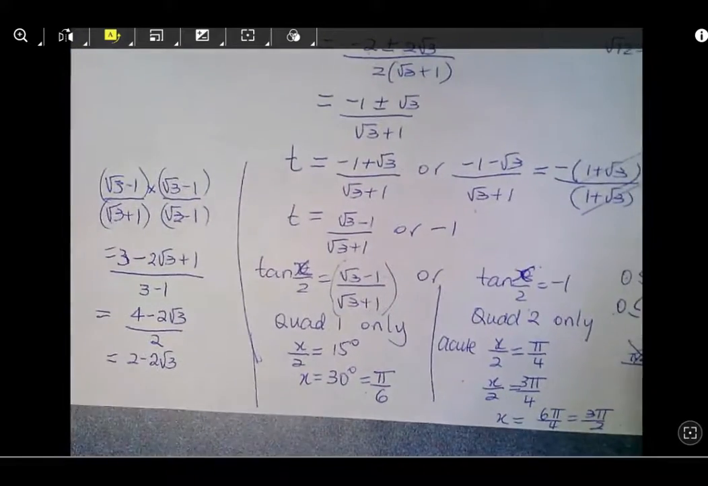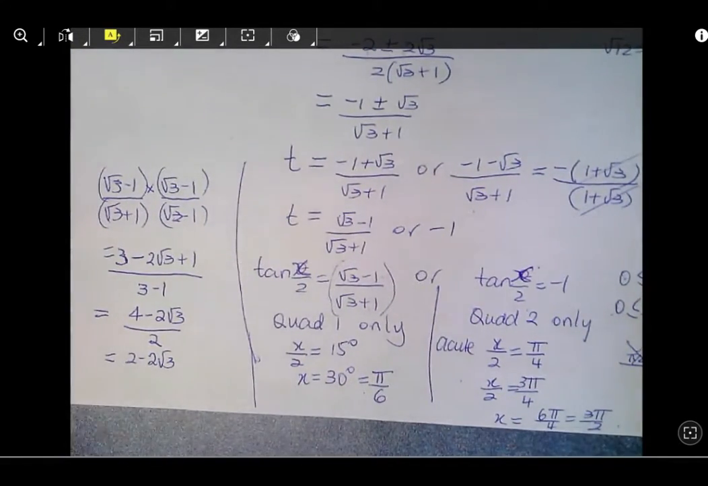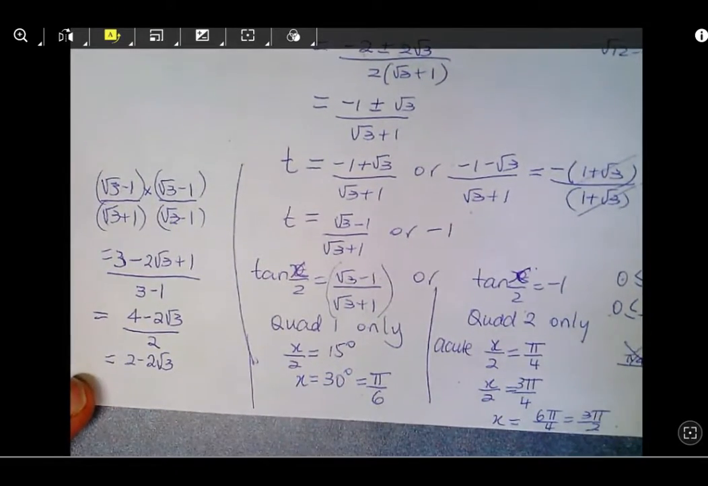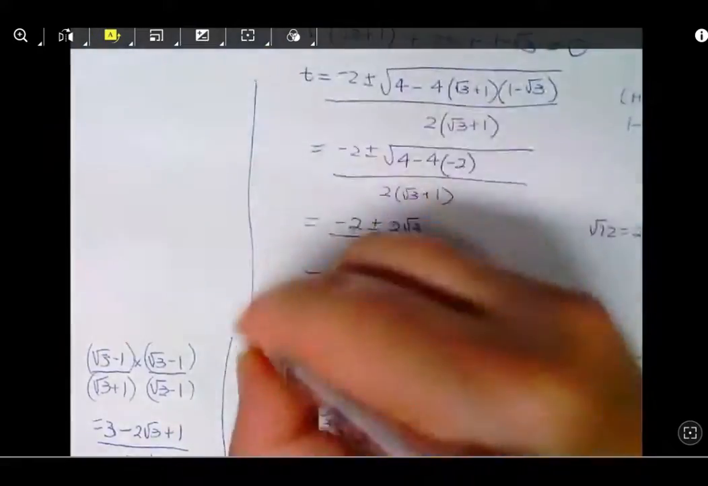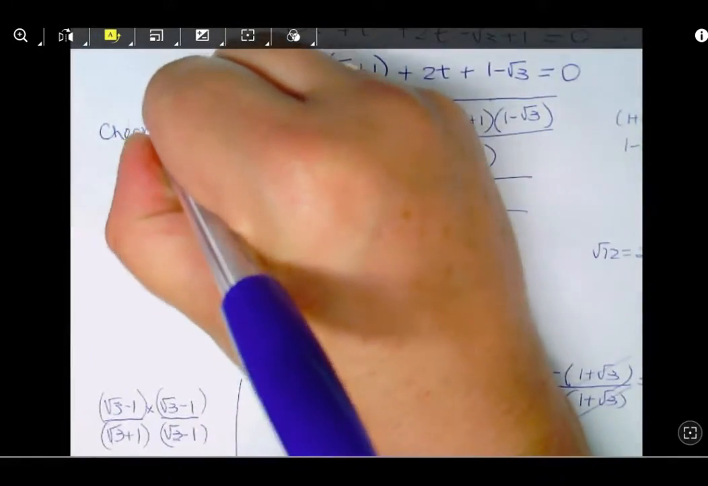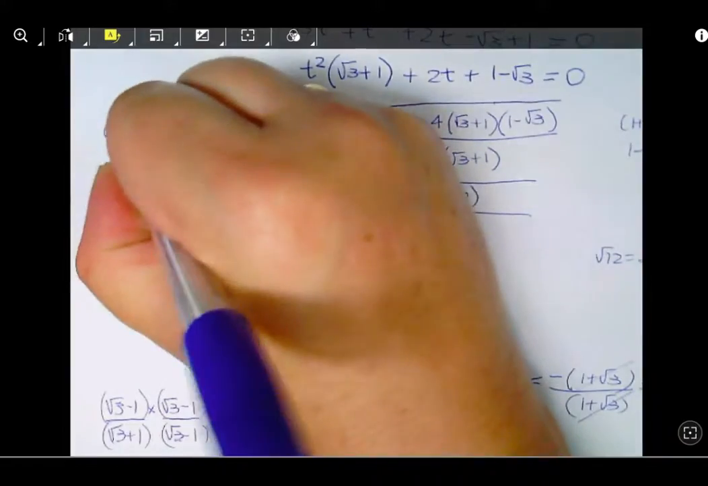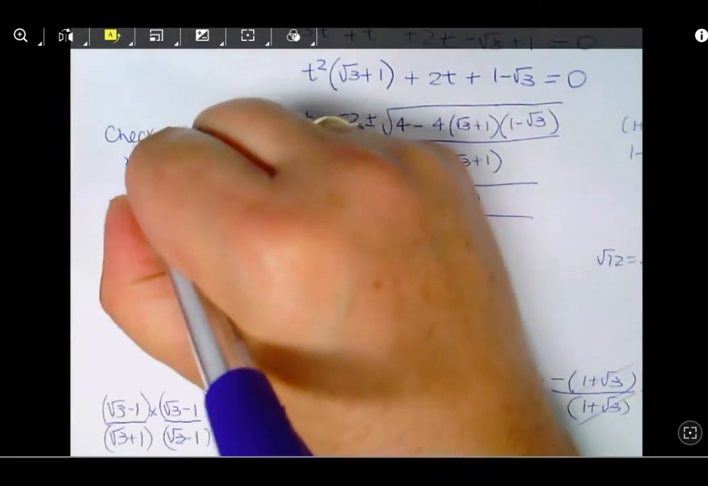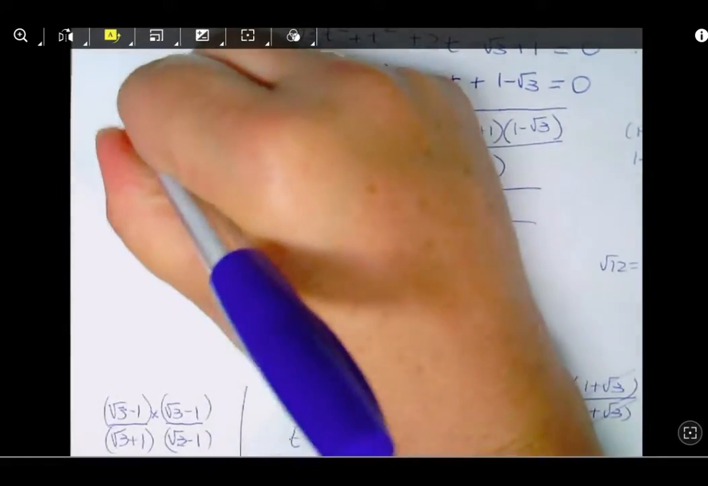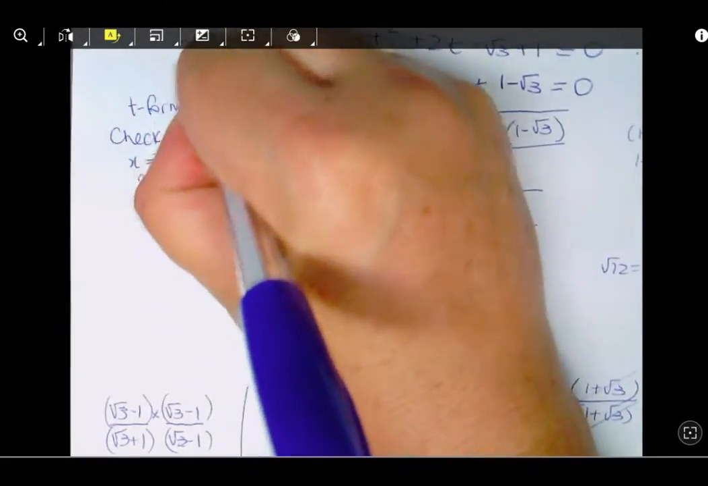Now there is one other thing that you're supposed to check for with the t method, that 180 degrees or pi is not a solution. So I'm going to put it at the end of the question, you need to check that x equals pi is not a solution, because sometimes it is. So this is for the t formula. You must always do this check.